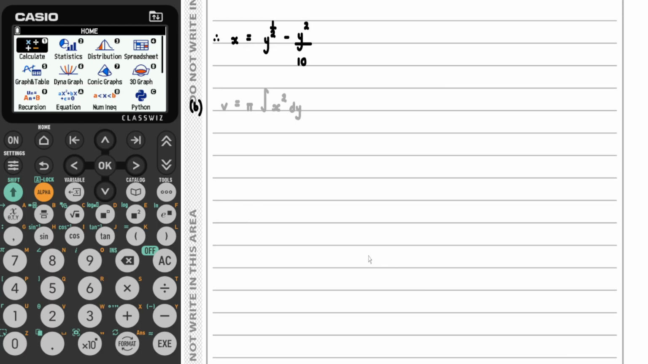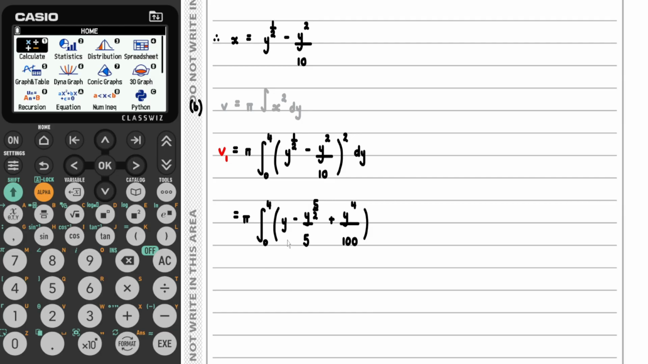So we know that V equals pi times the integral of x squared dy. So the volume of V1, using the fact that x equals the result here, is equal to pi multiplied by the integral from 0 to 4 of y to the half take away y squared over 10, all squared, with respect to y. So I've got pi times the integral from 0 to 4 of y subtract y to the 5 over 2 over 5 plus y to the 4 over 100 dy.